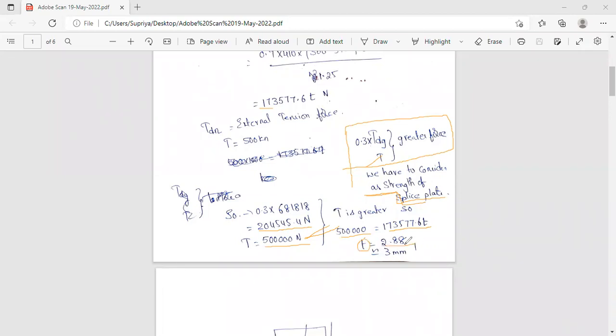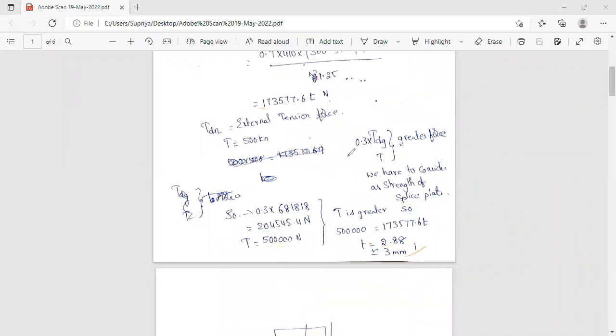So T equals 2.88 mm. We can provide more than this, we can increase it, but you cannot decrease it. Minimum 2.88 we have to provide, so I am rounding it off to 3 mm. What is the thickness of this splice plate? 3 mm. The thickness of the splice plate we have to provide is 3 mm.